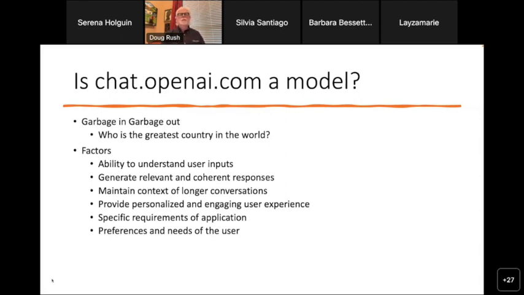And that's not just a chat. That's all the models that we use.